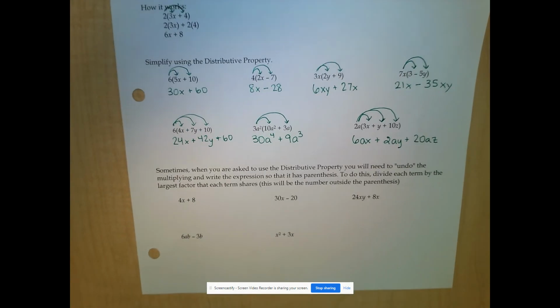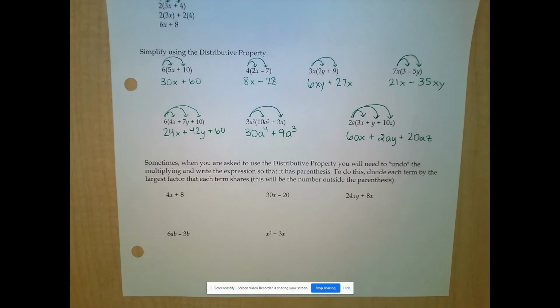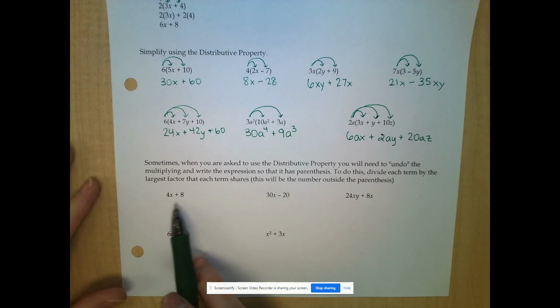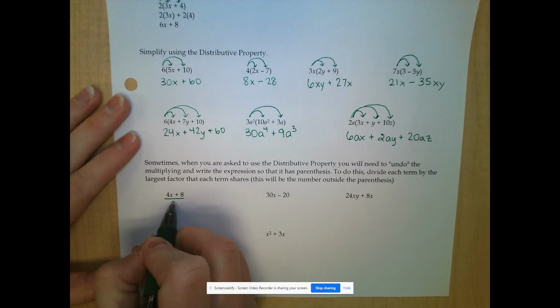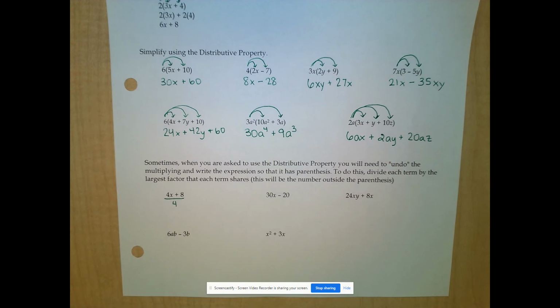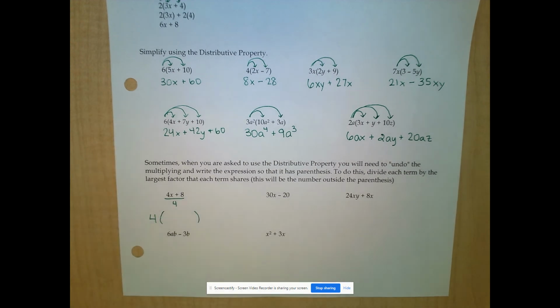Last but not least, you may be asked to do the inverse of the distributive property, or to undo the multiplying. And this requires that you have a good understanding of your multiplication facts. So we're looking for factors. 4x plus 8. What do 4x and 8 have in common? Well, they can both be divided by 4. So what we're really doing here is we're saying, I'm going to divide everything by 4. That 4 becomes the number on the outside of the parentheses. You're taking the 4 out.